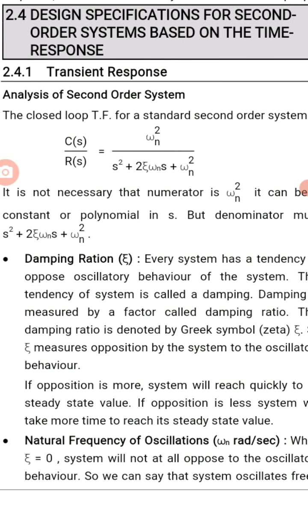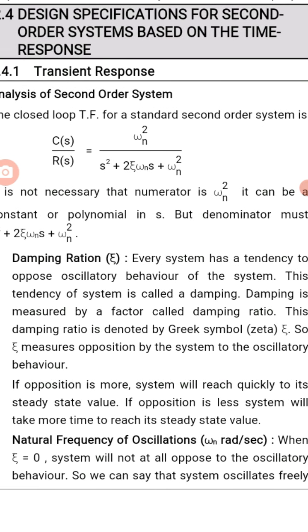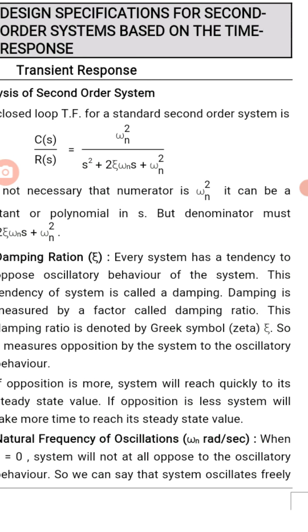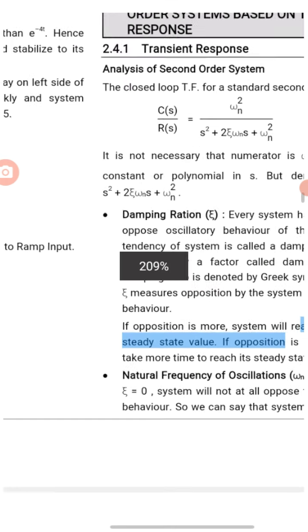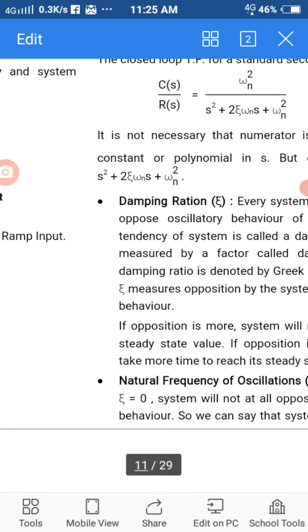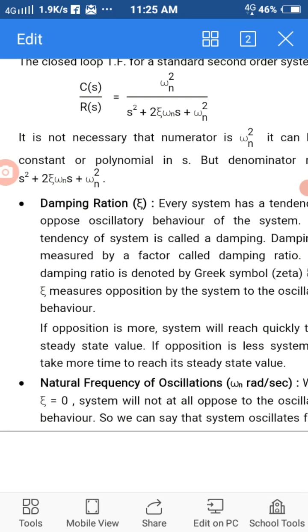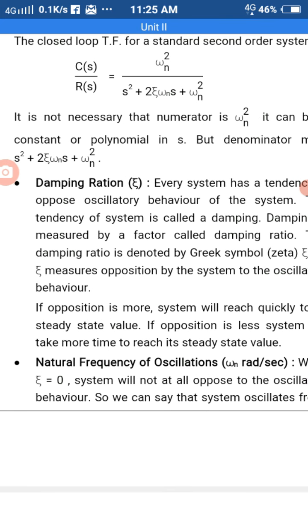In this, zeta is the damping ratio. Every system has a tendency to oppose oscillatory behavior of the system. This tendency of the system is called damping. Damping is measured by a factor called damping ratio. This damping ratio is denoted by a Greek symbol as given in the figure. So zeta measures opposition by the system to the oscillatory behavior.